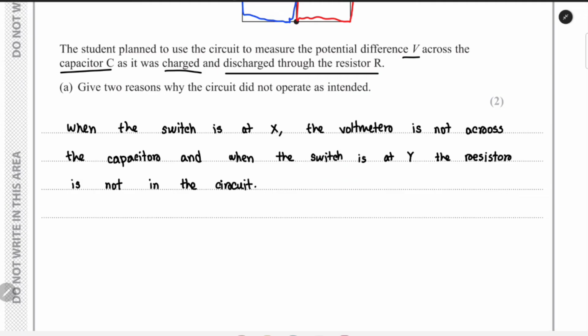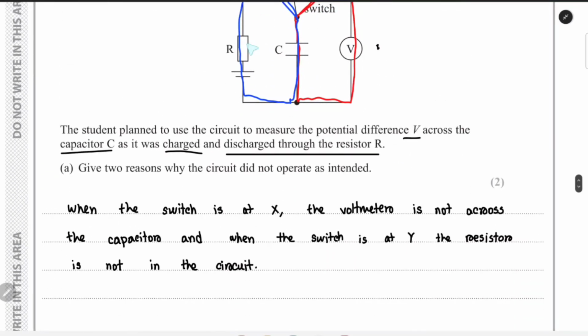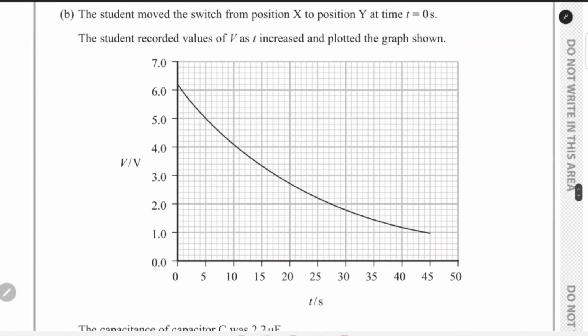So in this case, we talk about how when the switch is at X, the voltmeter is not across the capacitor, and when the switch is at Y, the resistor is not in the circuit. Now we'll move to part B.